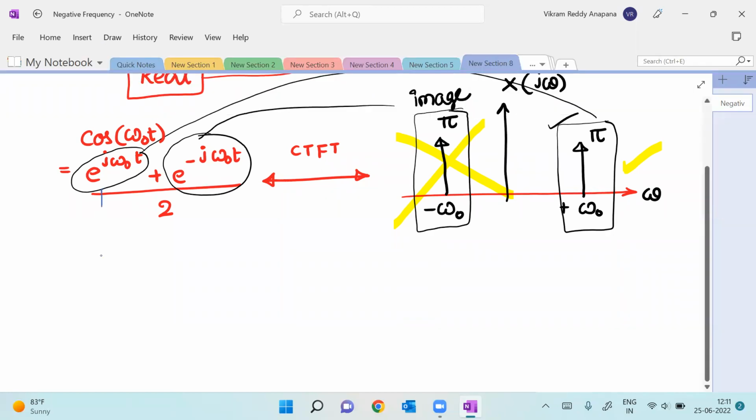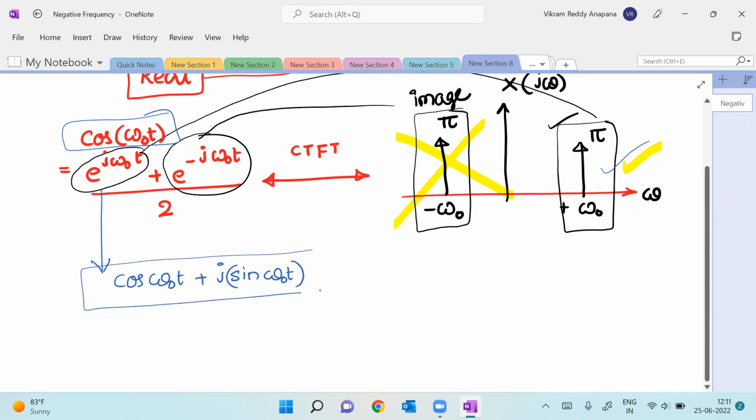See, this fellow, e power j omega naught t, is nothing but cos omega naught t plus j sine omega naught t. All right. In the time domain, we have only cos omega naught t, but by considering only the positive frequency component, we are trying to represent a complex quantity in the time domain, which we don't want. We didn't realize the entire real signal, so we have complex stuff here.